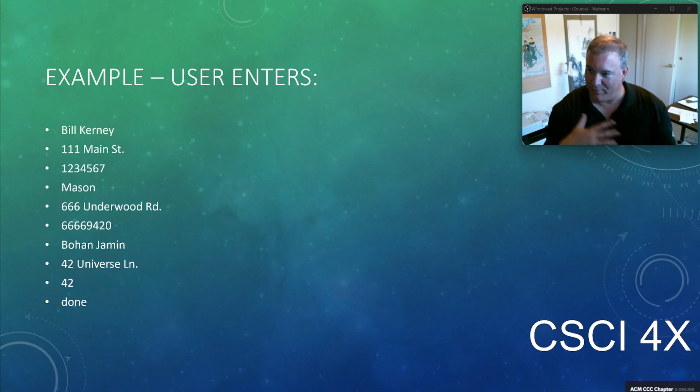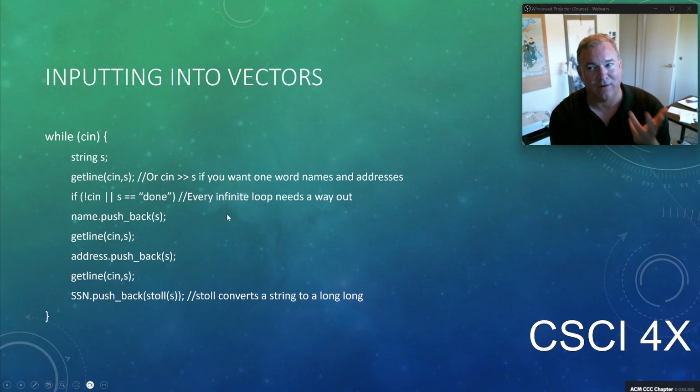Do you guys understand this inputting system? Basically, over and over again, you read a name, you add that to the names vector. You read an address, you add it to the addresses vector. You read in a social, you add it to the social vector. Do you guys understand this code pattern? This is what we've done so far. We have not learned anything new yet. Okay? But I think you can see how this is starting to get kind of annoying, right?